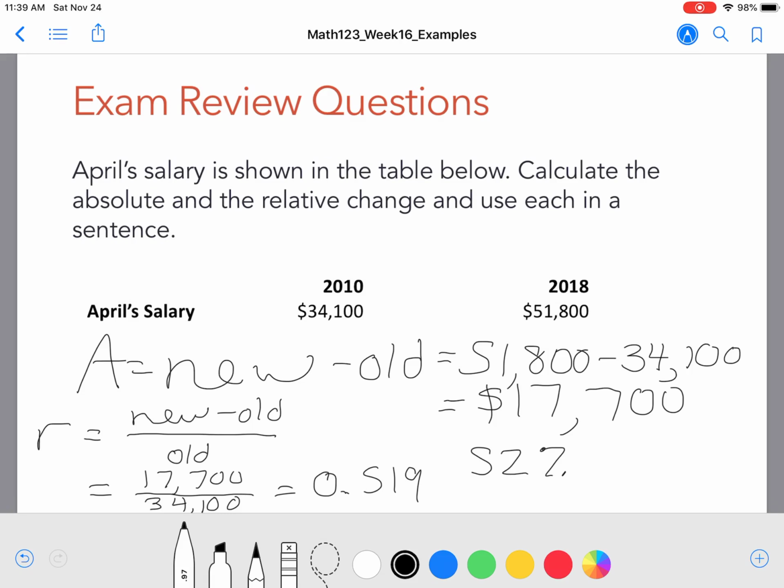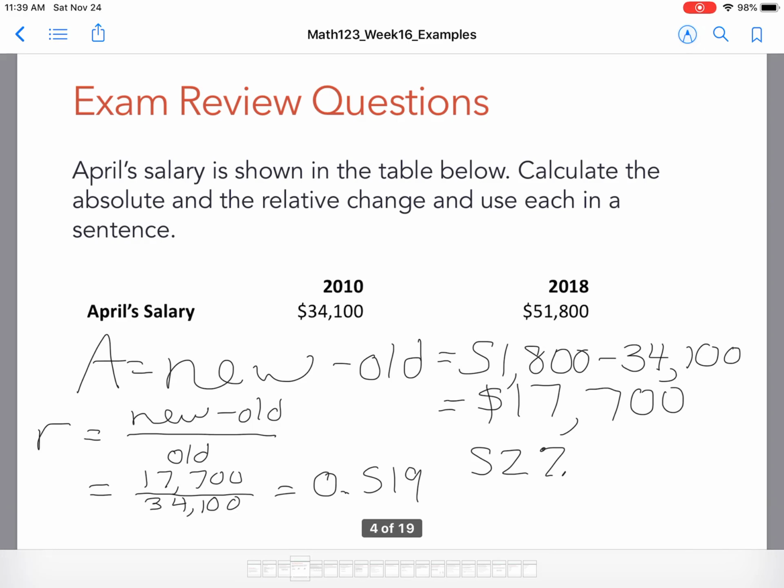So we could say that from 2010 to 2018, April got a 52% raise or is making 52% more. So something like that would be totally fine. Anytime you have time, new is always going to be the more recent one, and old is always going to be the older one.